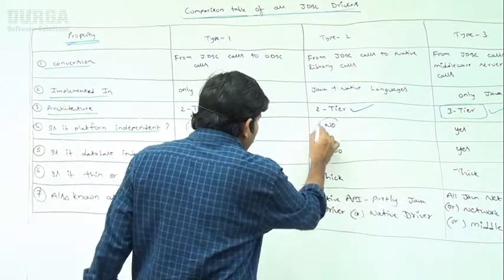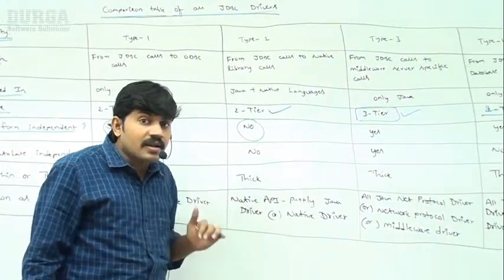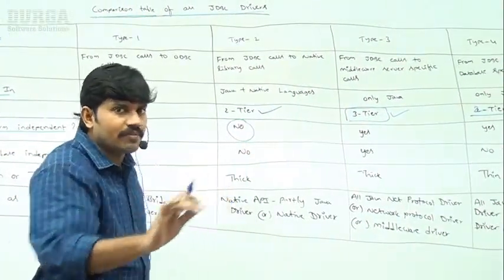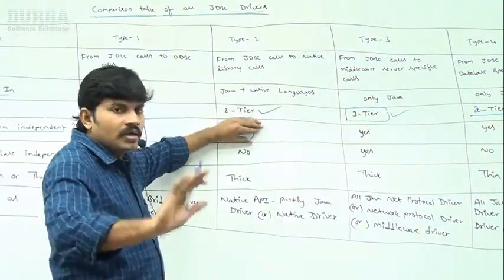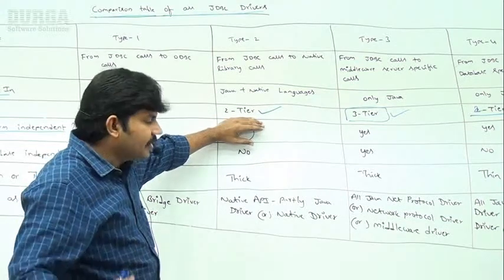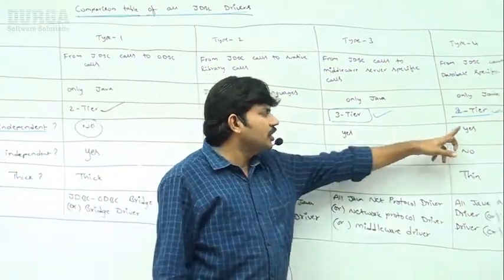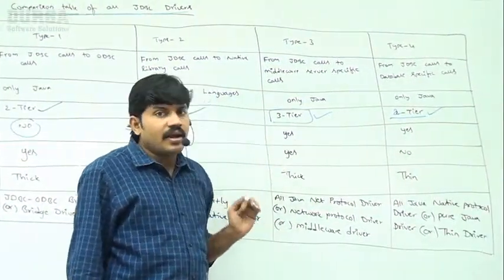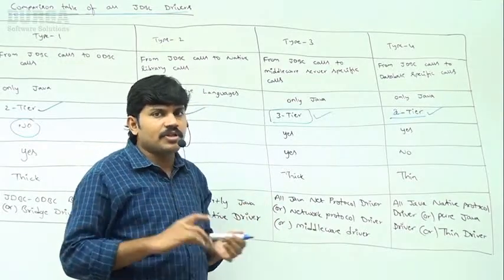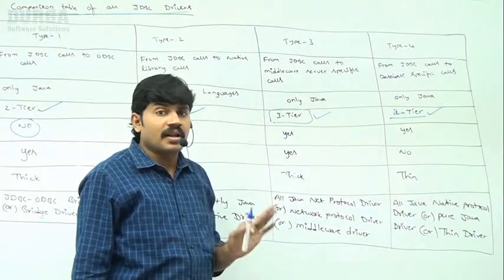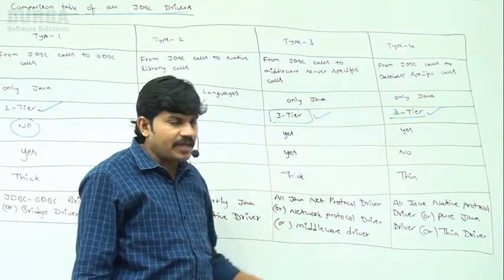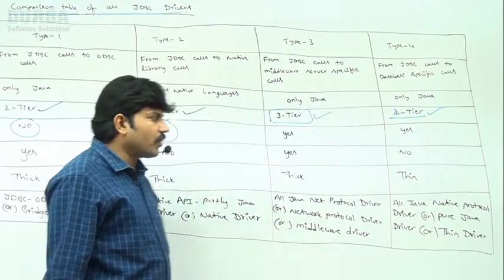Next, type 2 driver also internally uses native libraries which are implemented in C or C++. That's why it is also not platform independent. Remember, these two drivers, type 3 and type 4, are completely developed in Java. That's why they are platform independent drivers. Type 3 is independent, type 4 is also an independent driver.